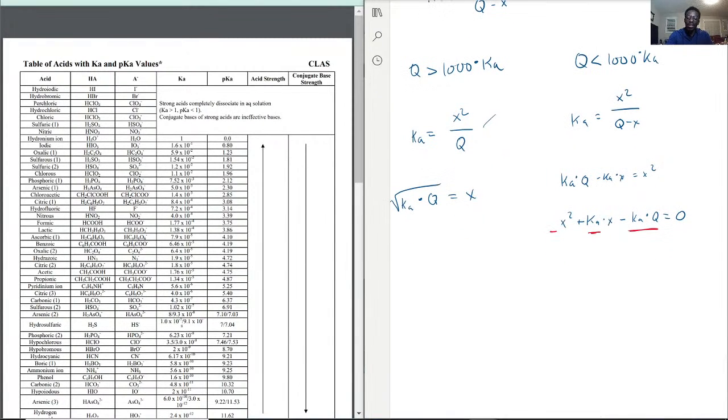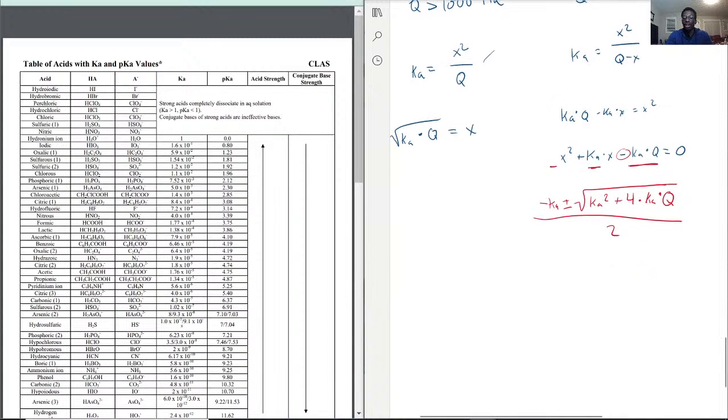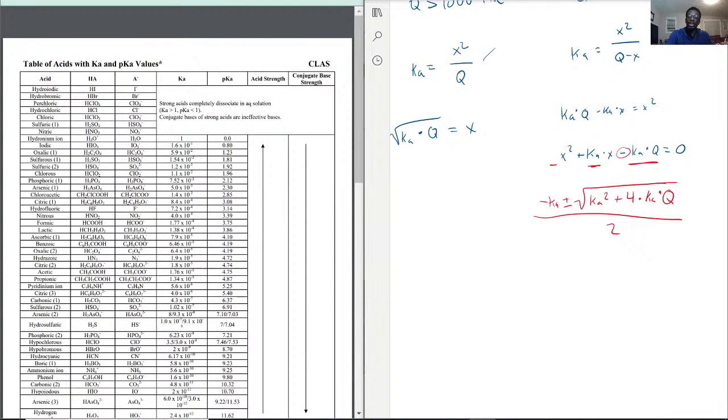So what you get is that we have negative Ka plus or minus the square root of Ka squared, and in this case it would be plus 4 times 1, which would be just 1, and then times Ka times Q. And the reason why it's plus instead of minus is because if you notice, the Ka times Q, that C value, is negative. And then all of this will be divided by 2. And once again, you choose your positive number of the two. Point being is that overall, both ways will get you your x.